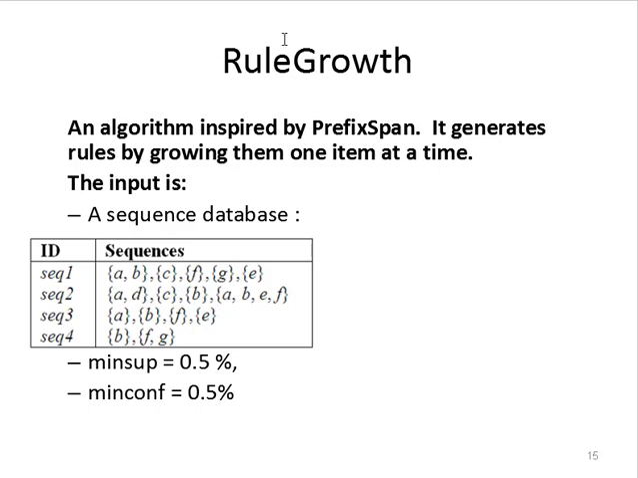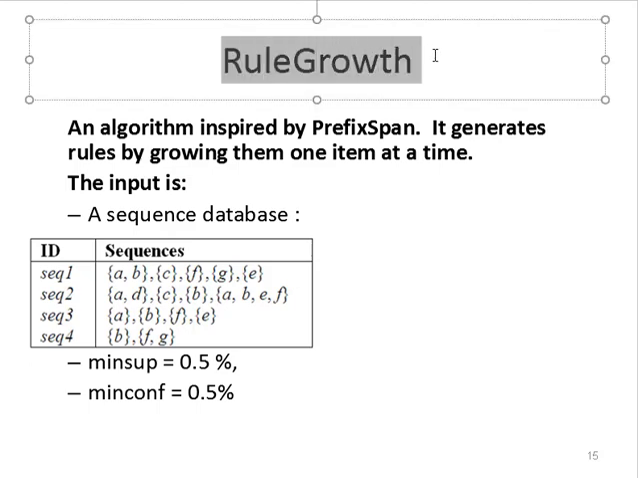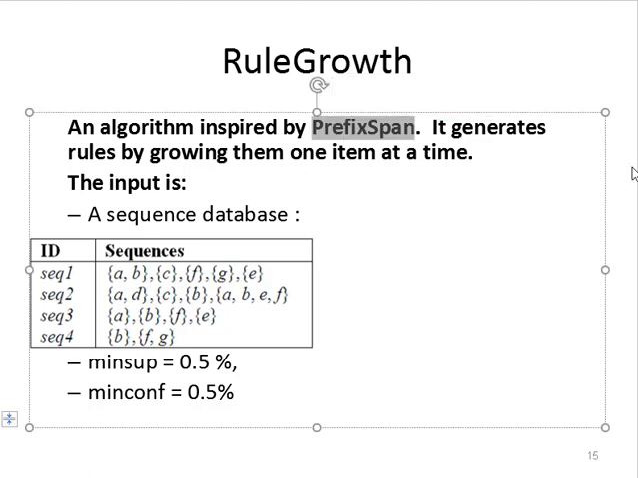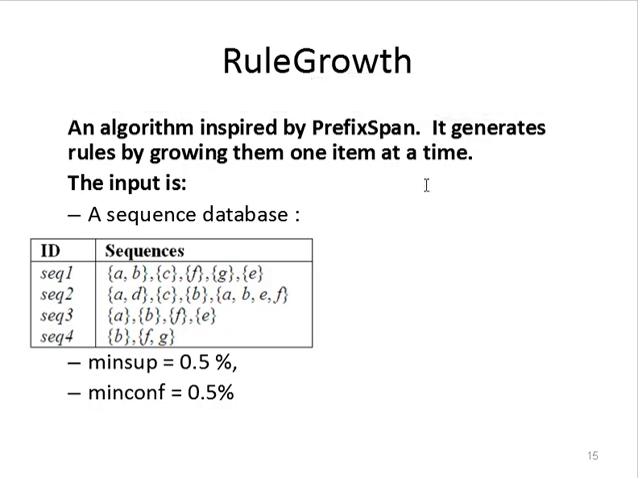So in this paper, we present a new algorithm we call RuleGrowth. It is inspired by the PrefixSpan algorithm in sequential pattern mining, and it generates rules by starting from the small rules with two symbols or items. Then it will grow the rules to find the larger rules. We call this RuleGrowth because it starts from the small rules and then grows them, and so on. I want to explain how it works.